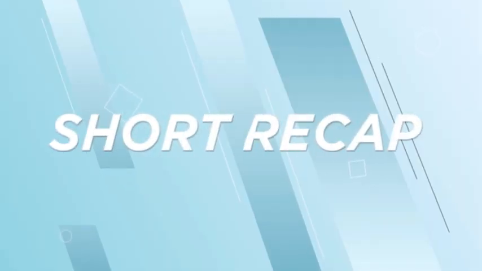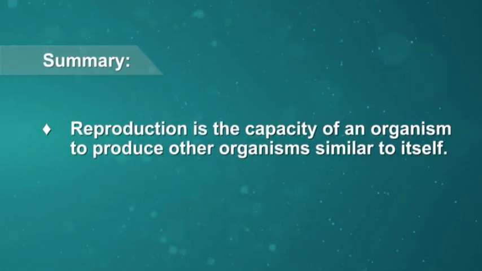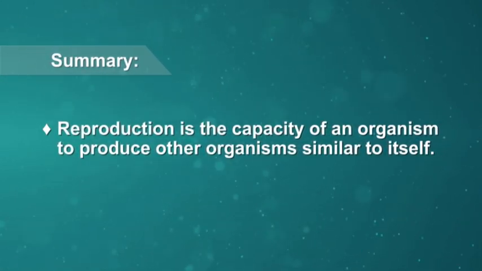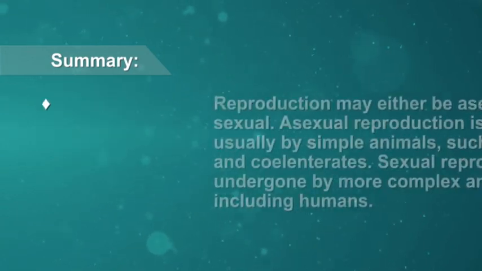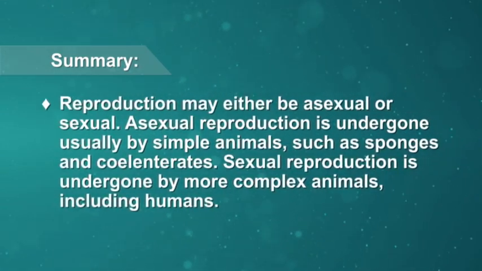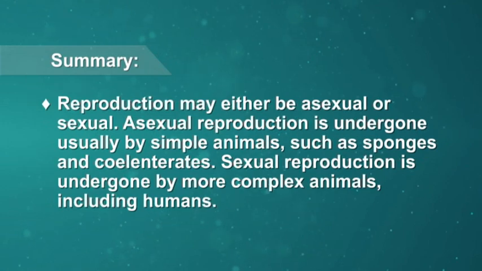Let's remember, reproduction is the capacity of an organism to produce other organisms similar to itself. Reproduction may either be asexual or sexual. Asexual reproduction is undergone usually by simple animals such as sponges and coelentrates. Sexual reproduction is undergone by more complex animals, including humans.